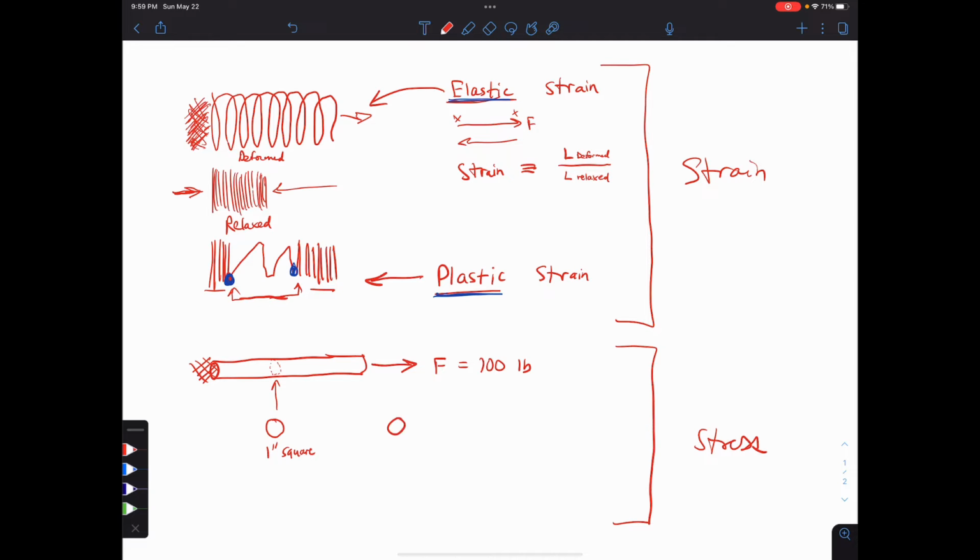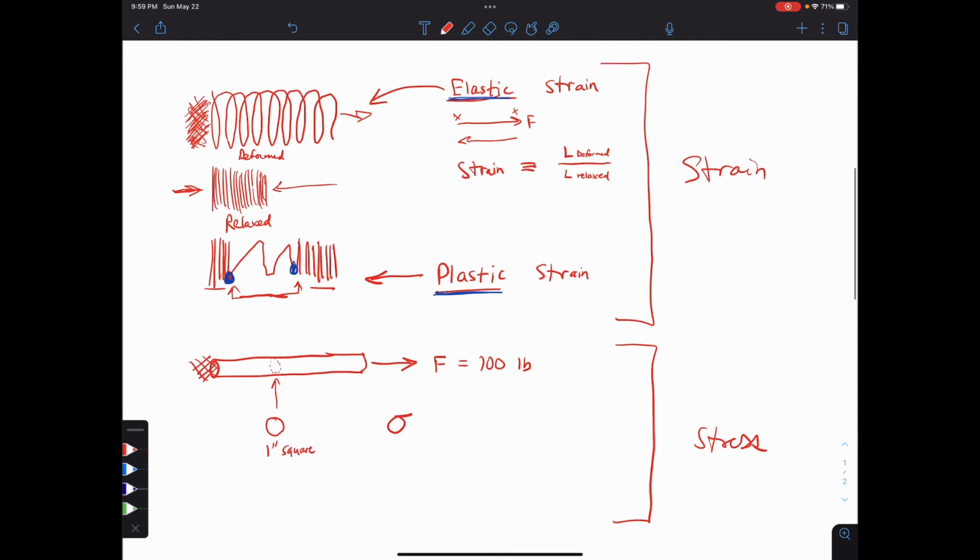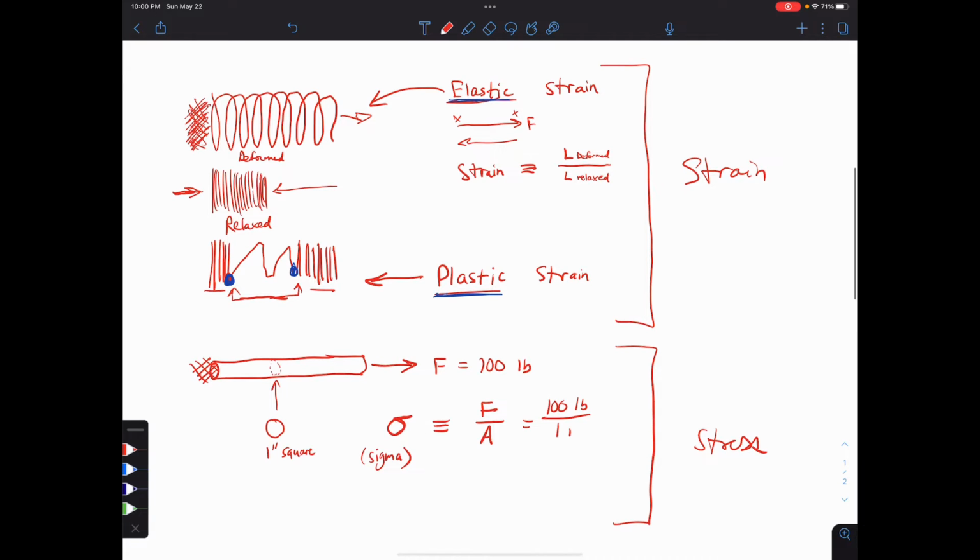Now, stress, oftentimes indicated by this, what we call sigma. Sigma, it's the Greek letter sigma. Stress is defined as a force over an area. So in the case of what we have here, we'd have 100 pounds over 1 inch squared, or 100 psi, which is short for pounds per square inch. All right. So that's the definition of stress.